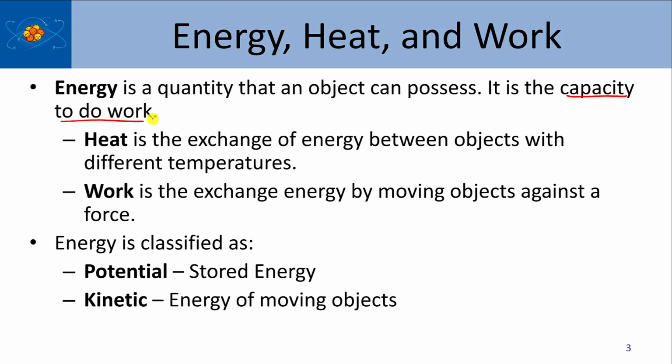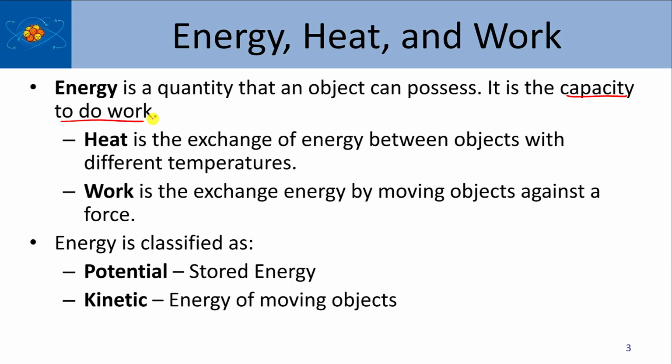And it's something that an object can possess, like gasoline possesses a certain amount of energy in it, right? And it has the capacity to do work, which is, for example, make your car move in a forward direction or backwards direction for that matter. Okay, so it has that ability to make an object move through, for example, transformation of the energy into work.